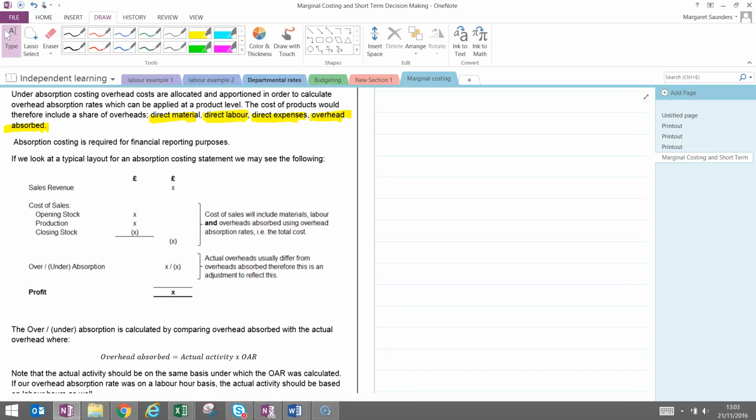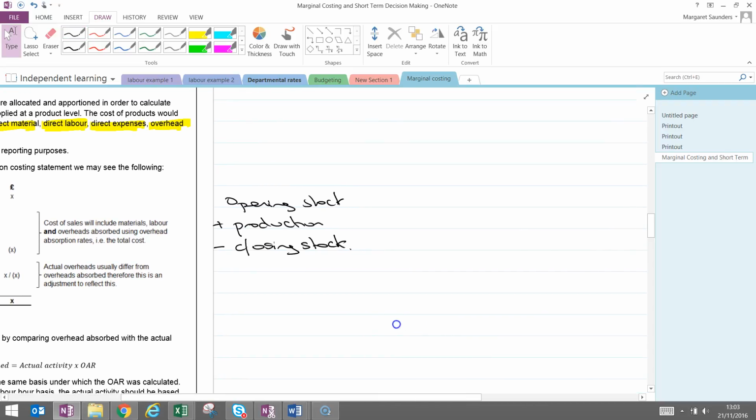We have the sales revenue. Then we take away the cost of sales, and the cost of sales is always the opening stock plus production minus closing stock. Where both the production and the closing stock valuations are arrived at by using the production cost of our product.